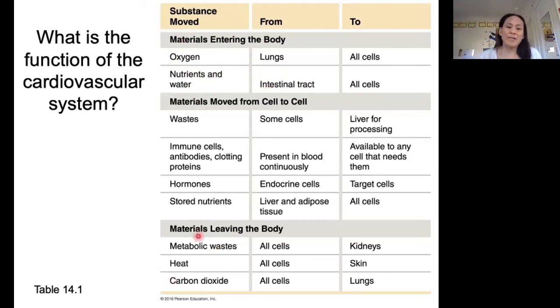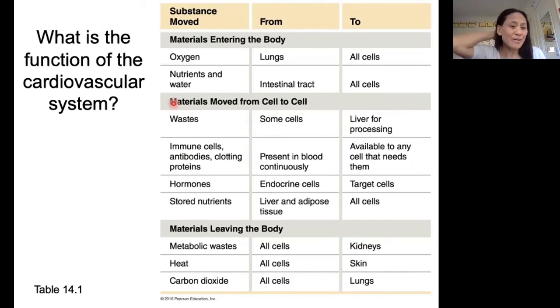Likewise, we have metabolic wastes, carbon dioxide being made by every cell in the body. And those need to be transported to the individual locations in the body where we can unload them from our body. So kidneys, skin, lungs, okay? And we have materials being moved from cell to cell within the body, okay? So the cardiovascular system does the job of doing this transport, okay?